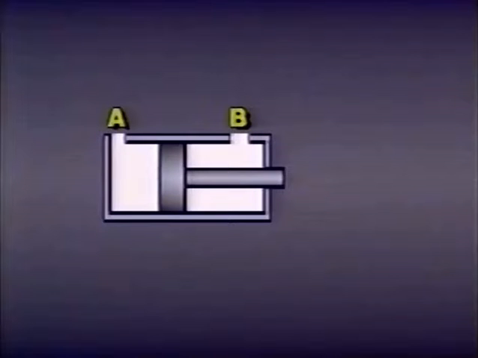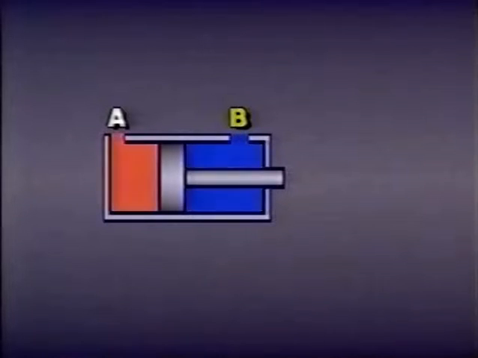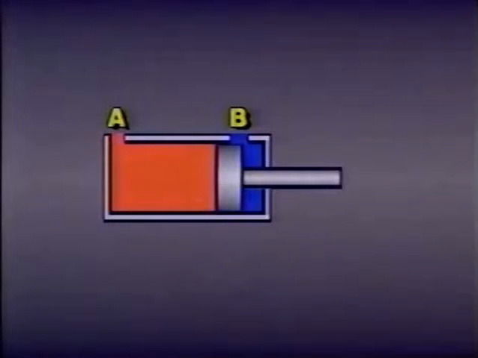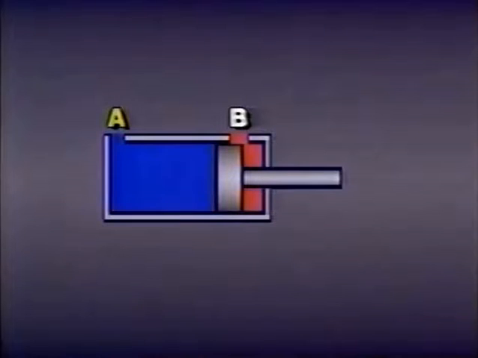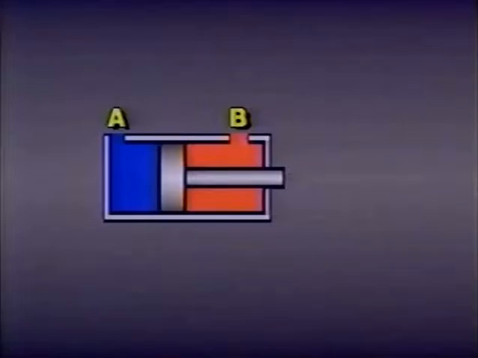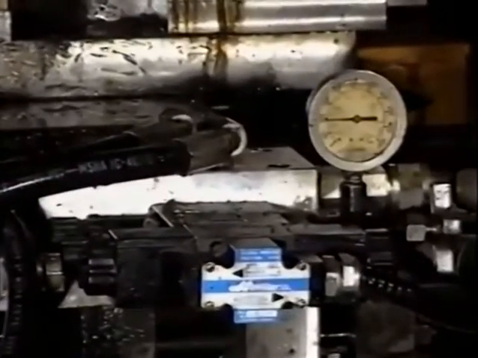When hydraulic fluid flows into one end of the cylinder through port A, it forces the piston to move in one direction. As the piston moves, it forces the fluid at the other end out port B. When fluid flows in through port B, the piston is forced back in the opposite direction. As it moves, it pushes the fluid ahead of it out port A. To control which direction the piston moves, we use a directional control valve.